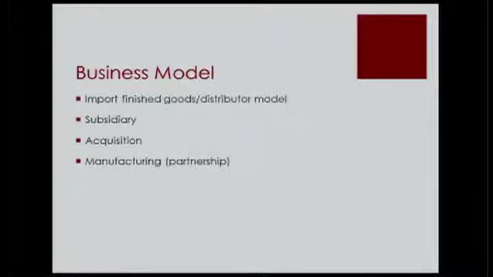So, business model: we have the import, like we just talked about, finished goods, subsidiary, acquisition, manufacturing, partnership. And I put the manufacturing bullet point because I think it's important to know that if you have any type of technology product and you're going to do international business, usually some type of manufacturing in or near that locality will give you some type of tax benefit. But again, that really has to be researched.